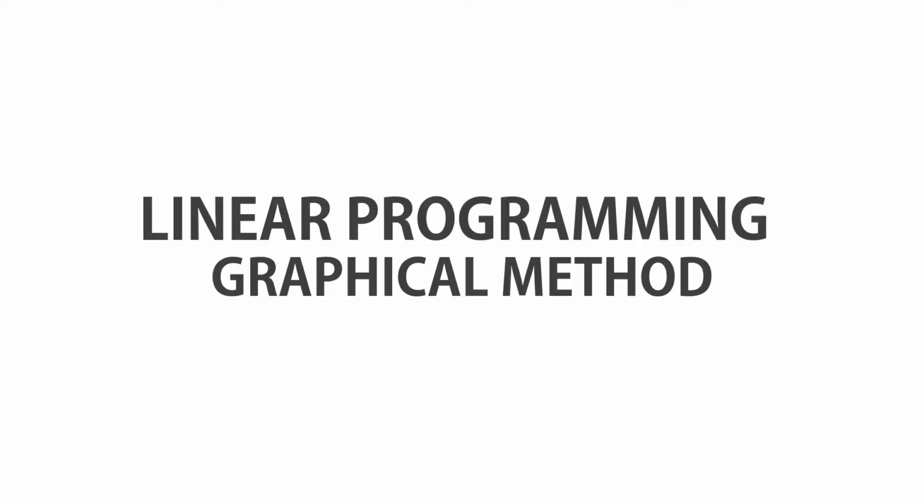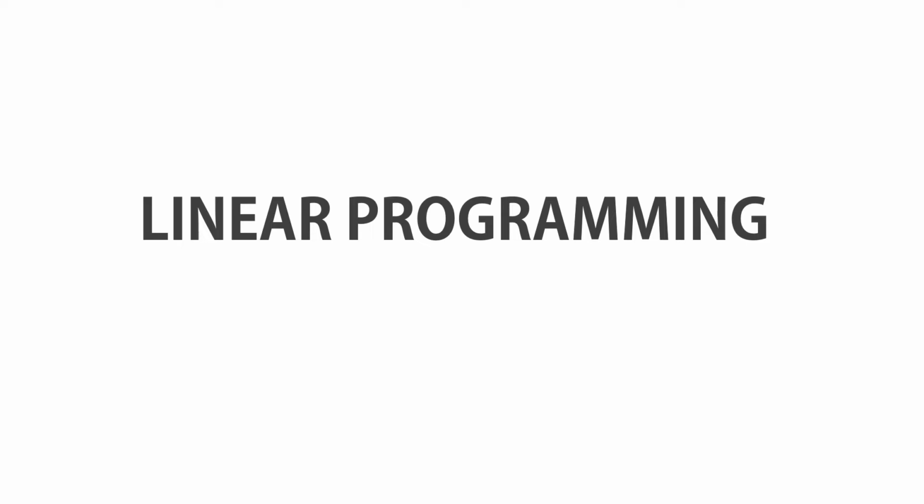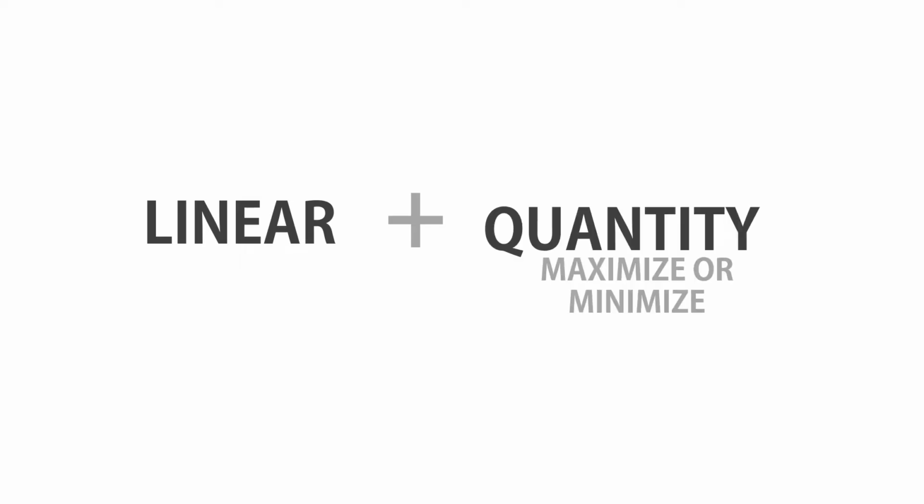Before we tackle graphical method, let us first understand linear programming. What is linear programming? We know what linear means. We see examples of problems that have linear constraints, like plotting linear equations. Now, we're to add an extra ingredient, some quantity that we want to maximize or minimize. Quantities like profit or costs.